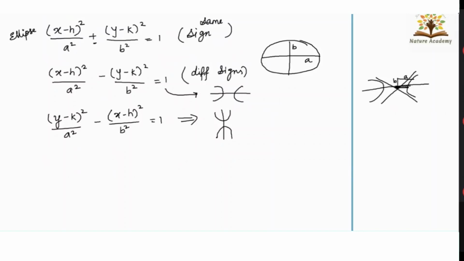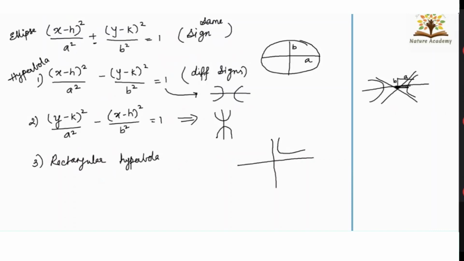Now one more type of hyperbola will be there. This is a hyperbola. Okay, this is one type, the x-axis type, and this is the y-axis, the vertical type. One more will be there, that is called the rectangular hyperbola. Okay, how will it look? It will look like this. The x and y axes will be perpendicular. Something like this it will look. Okay, the equation for this is x into y equal to a constant. This is the equation for a rectangular hyperbola.